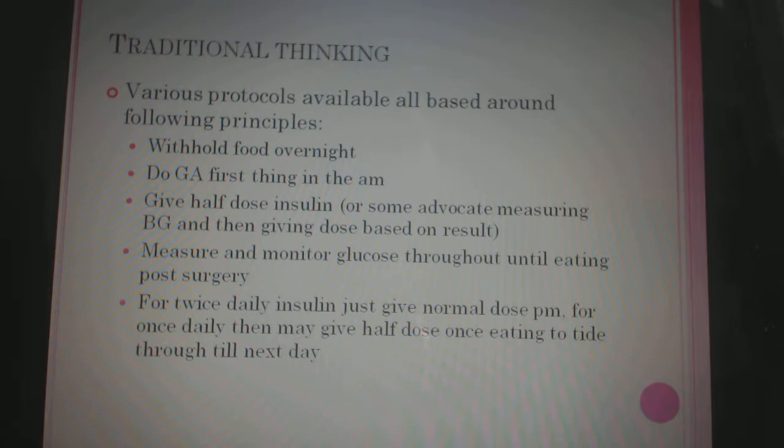For most animals who'd be on twice daily insulin, you would then just give a normal dose of insulin in the afternoon. For animals who are on once daily insulin, then you may actually give a half dose at the point they start eating, which is probably late morning, lunchtime, to tide them through to the next day, because their next dose of insulin wouldn't be till the next morning.